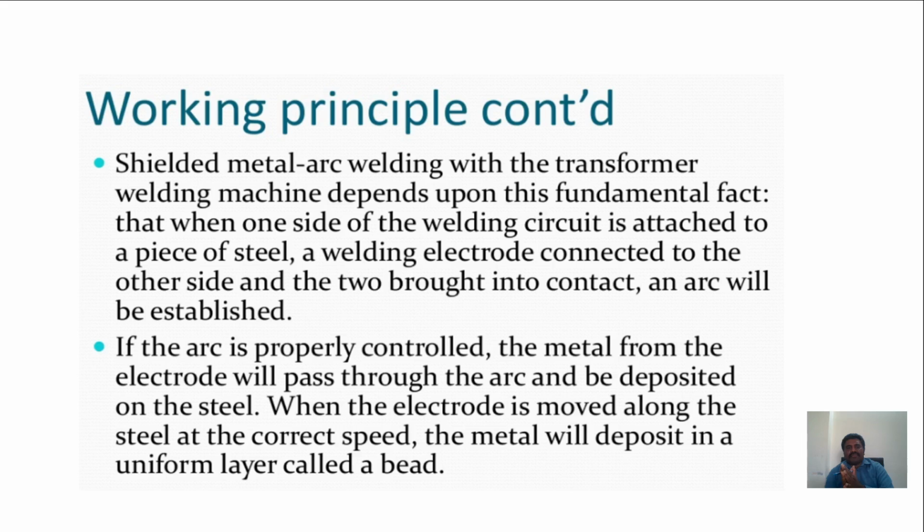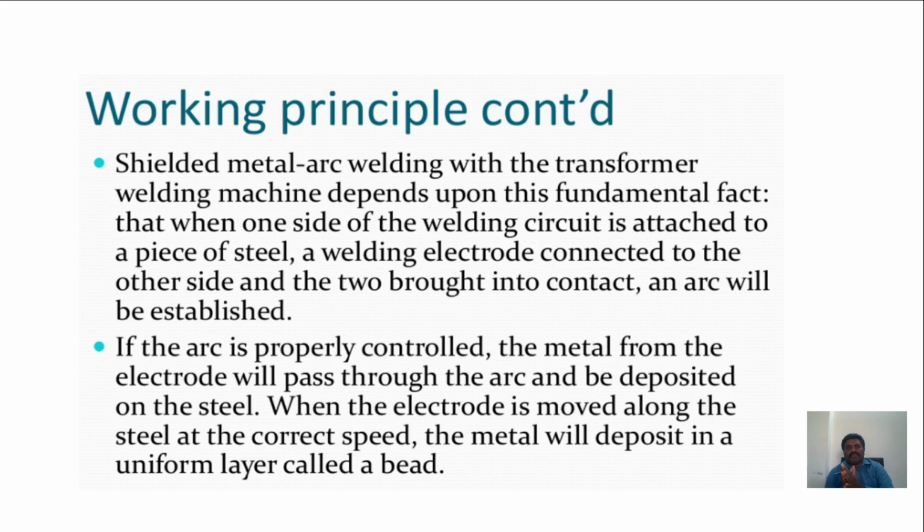Based on the fundamental fact, one side of the welding circuit is attached to the work steel. One terminal we connect to the electrode, and the other terminal we connect to the work table. The welding electrode is connected to the other side, and the two are brought into contact and an arc is established.